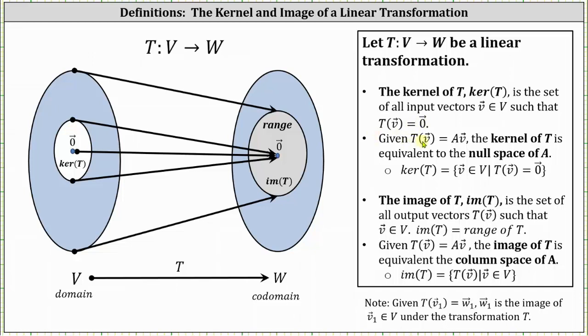And if we're given T of vector v equals matrix A times vector v, then the kernel of T is equivalent to the null space of matrix A. We can also state the definition of the kernel of T as shown here below.